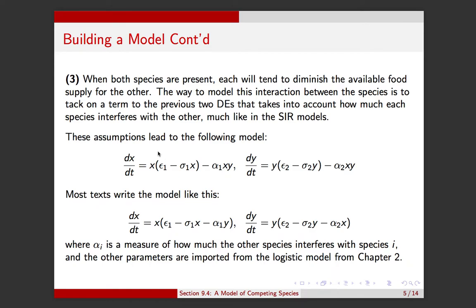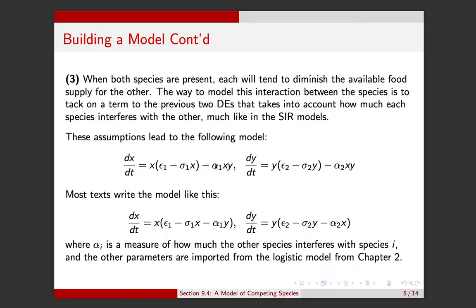So if you think about X, for example, X prime, here is the part governing the growth of X. This is the logistic DE governing its growth. But then notice you take out a term like this, alpha 1 XY. So what's happening there? That term is basically modeling the interactions between the species. So the more the species interact and the more competition there is, the more you're taking out of the population of X.